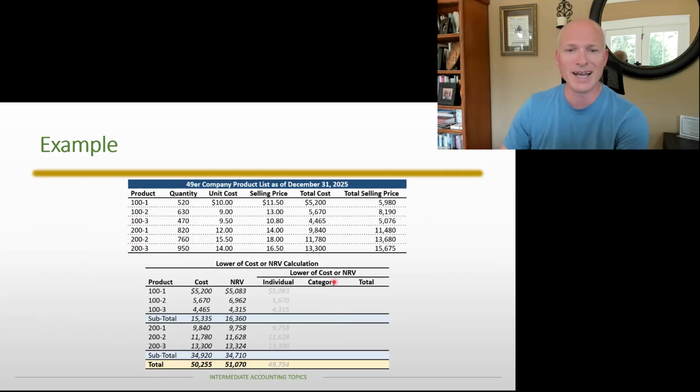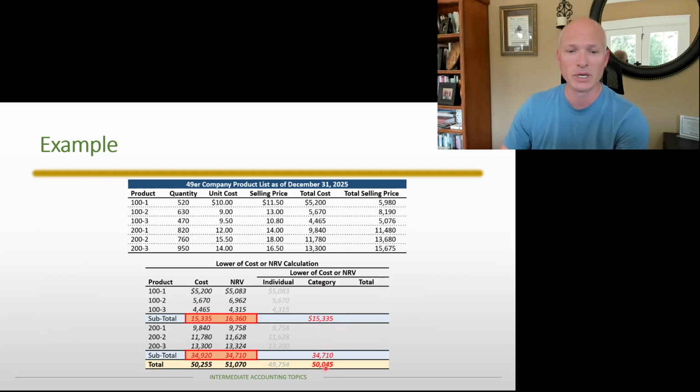All right. The next level of comparison would be by group. In that case, we would be comparing the cost of group one to the net realizable value of group one, and the cost of group two to the net realizable value of group two. So we are ignoring individual items. Instead, we're just comparing groups. When we look at this group, the cost is the lower number. And when we look at this group, the net realizable value is the lower number. So we would carry over the cost and we'd carry over the net realizable value, and that is the lower of cost or net realizable value at the group level.